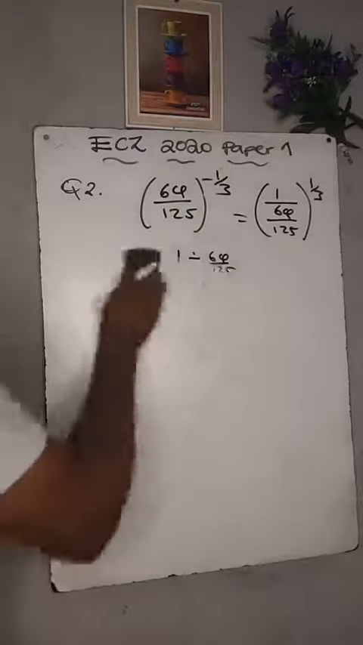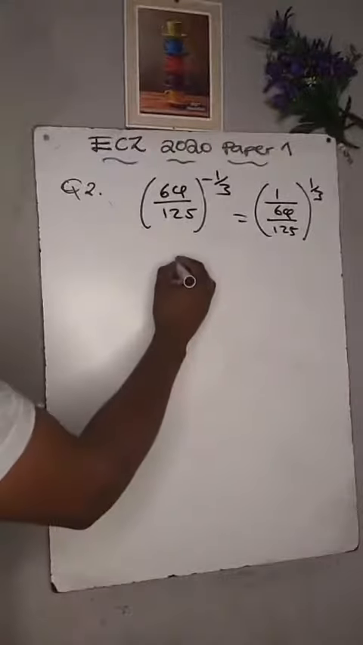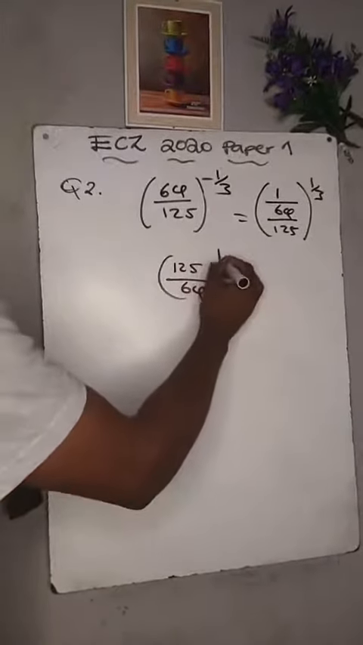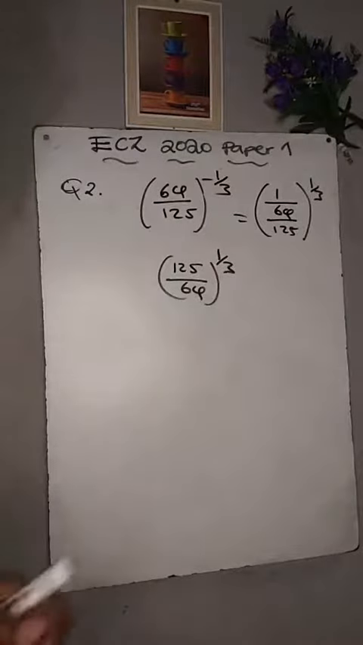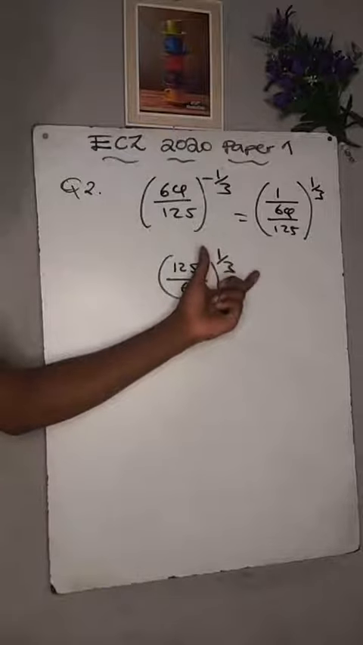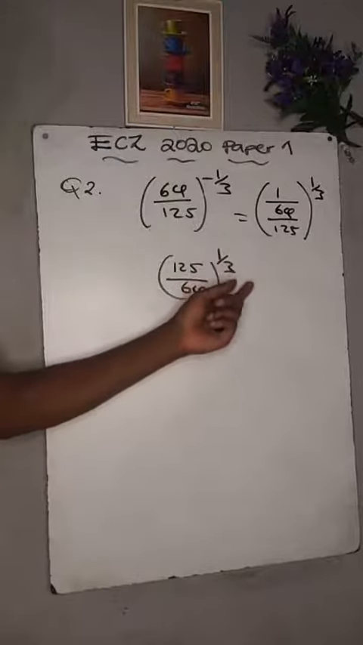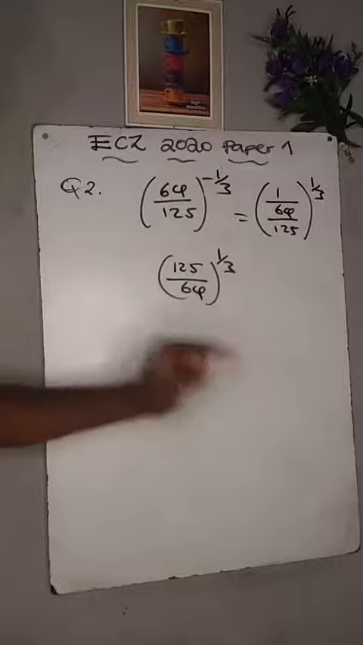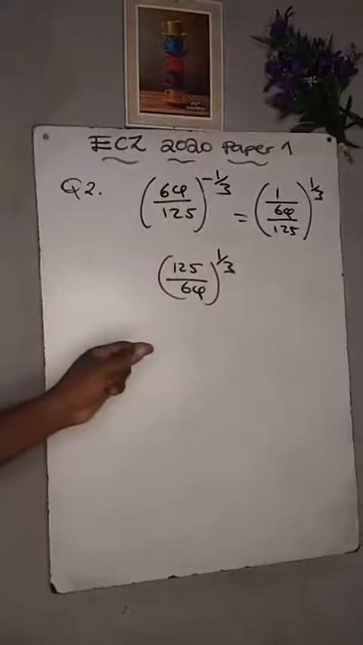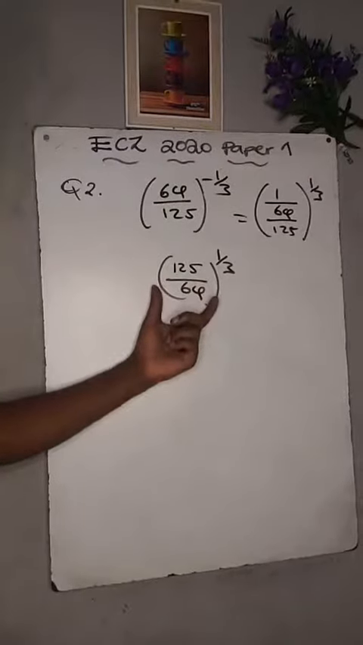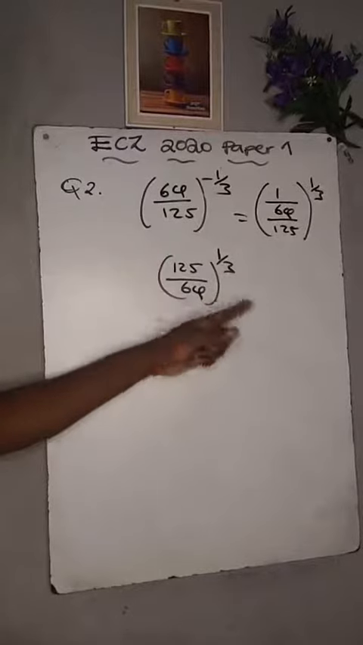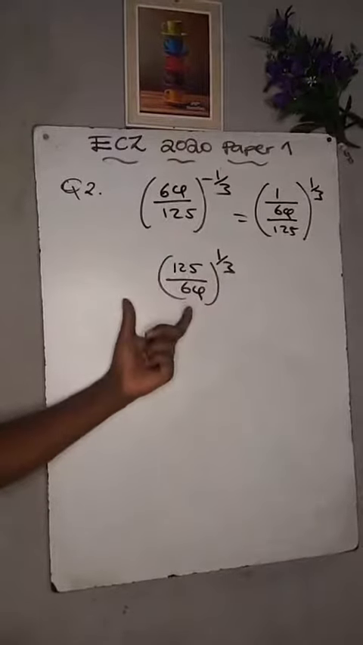Okay? So after we reciprocate, we are going to have 125 over 64 to the power 1 over 3. Then I explained that if you have a power that is a fraction like 1 over 3, you look at your denominator. If your denominator is 3, you cube root whatever you have in the brackets. If your denominator is 2, you square root. If your denominator is 4, you use the fourth root, and so forth.